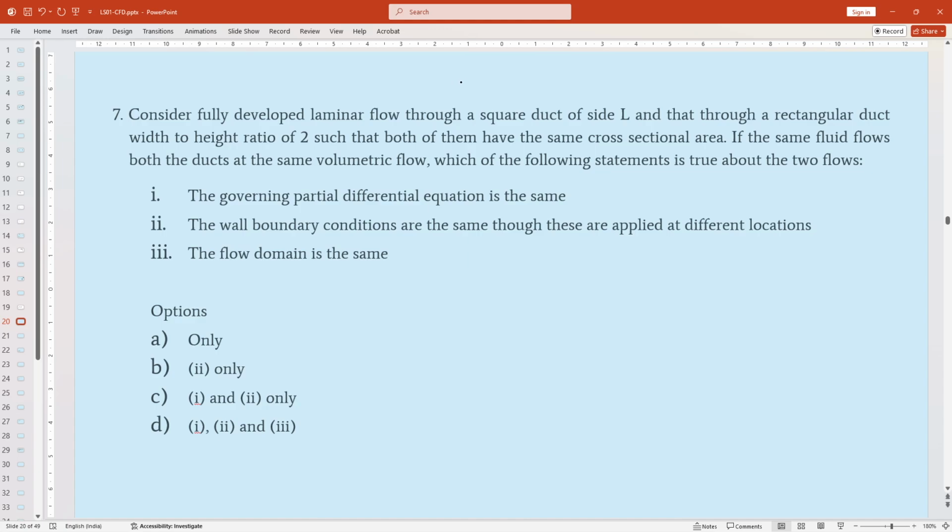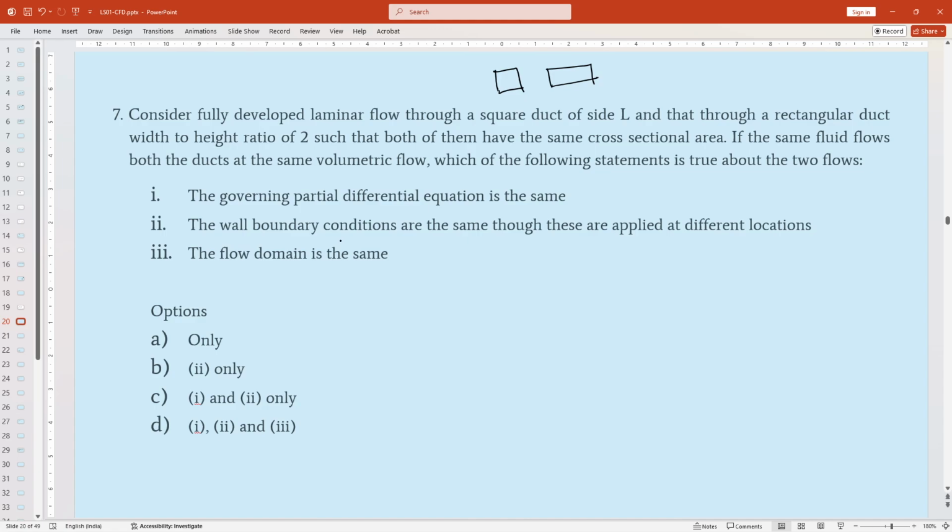So here the condition is you are being asked to compare between two flows. One is happening in a square duct, other is happening in a rectangular duct. Rectangular duct, and assuming same cross-sectional area and same volumetric flow, which of the statement will be true? The statements are, the governing partial differential equations is the same.